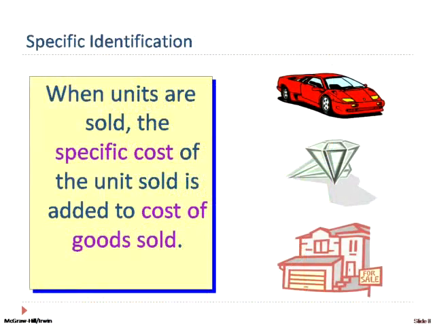First, let's look at the specific identification method. In this method, we know the specific cost of each unit that is sold. It is most commonly used in businesses that have low sales volume of high-dollar items, like car dealerships, exclusive jewelry stores, and custom builders.